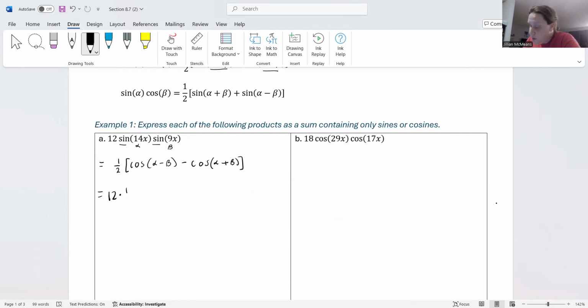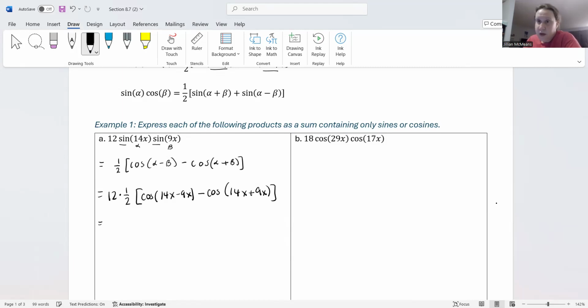So I get 12 times 1/2. And then I'm going to take cosine of the difference of the two angles. So I'm going to get cosine of 14x minus 9x. And then from that, I'm going to subtract cosine. But the argument for this is going to be the sum of those two angles. So 14x plus 9x. And we're going to do a little simplifying.